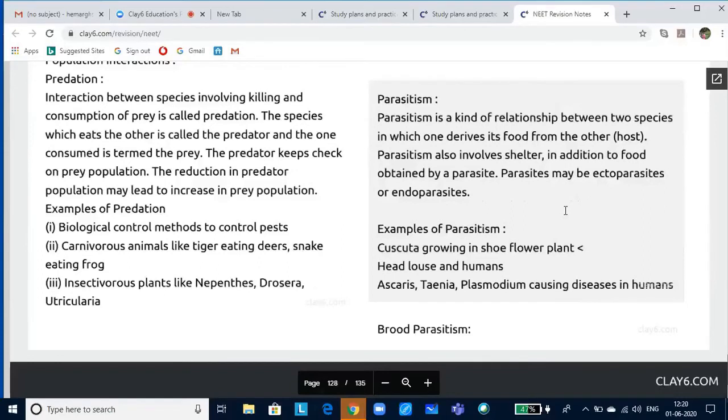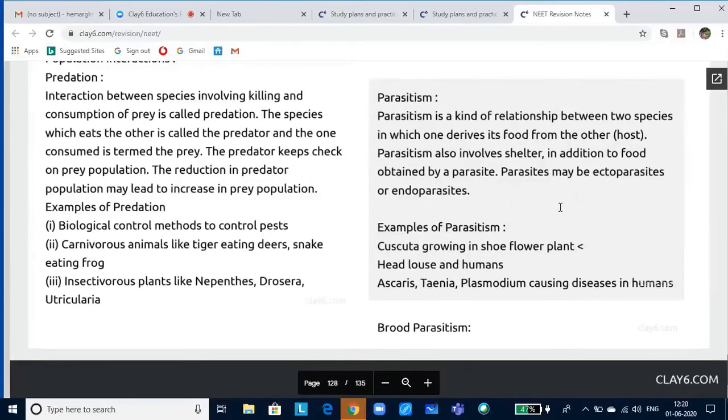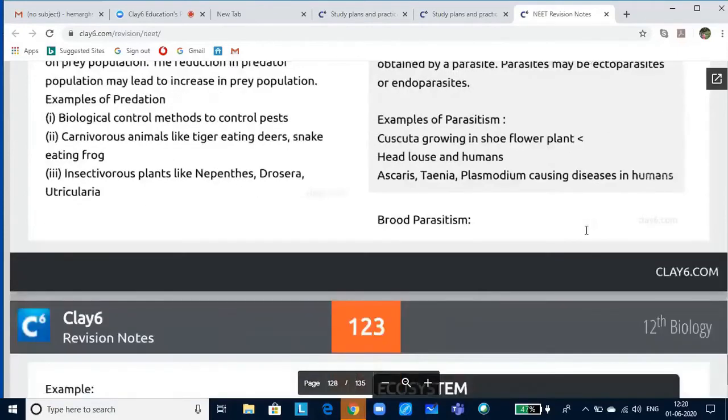Now, parasitism is a kind of relationship between two species in which one derives its food from the other. Parasitism involves shelter in addition to food obtained by a parasite. Parasites can be ectoparasites or endoparasites. Examples of parasitism are Cuscuta growing on the shoe flower plant, and head louse on humans. So they can be ectoparasites or endoparasites.